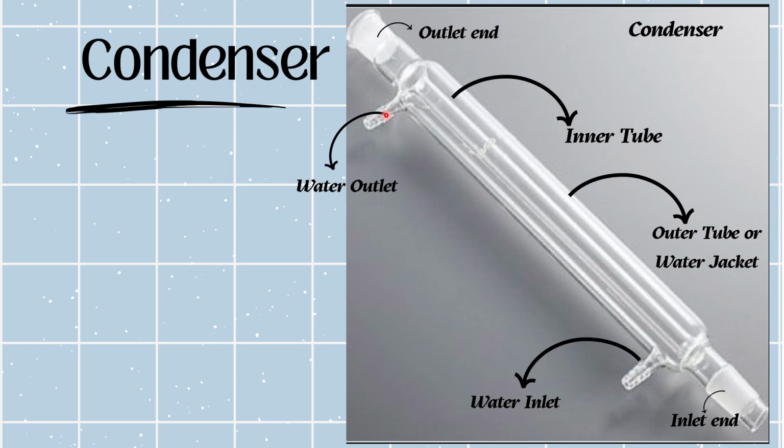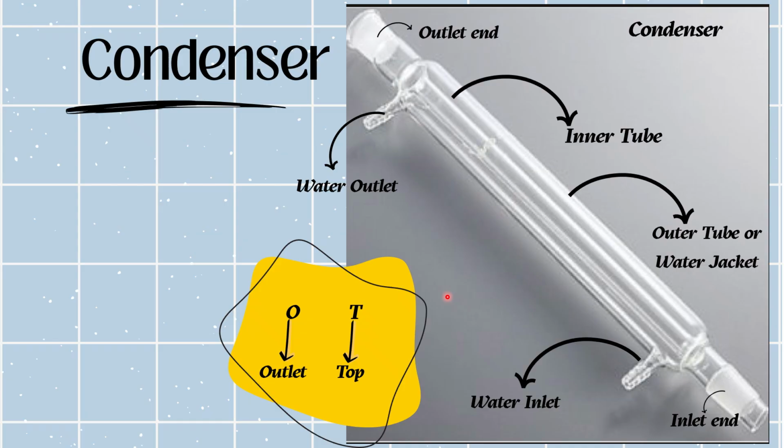Sometimes students get confused about which one to call the inlet or outlet. So there is a trick with which you can remember. OT, always remember OT. That is, the outlet is the top part. So when you're holding your condenser in your hand, remember that the top one is your outlet.